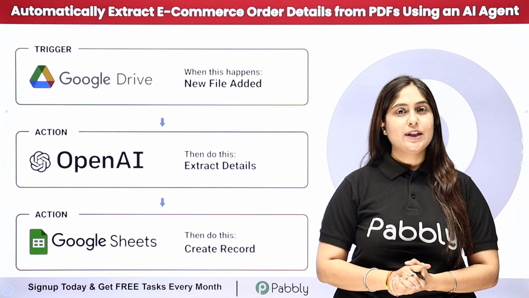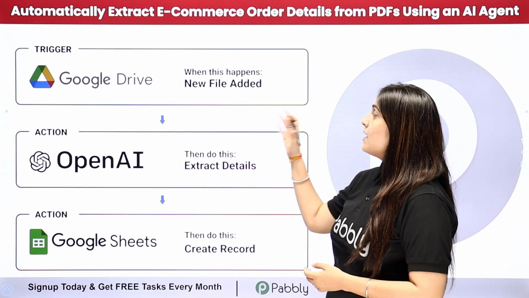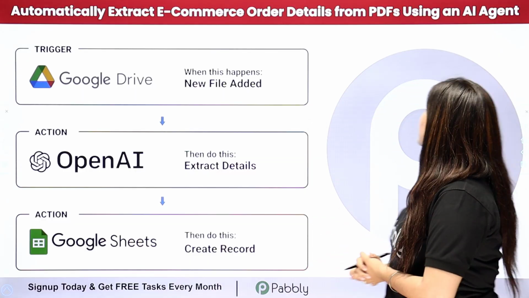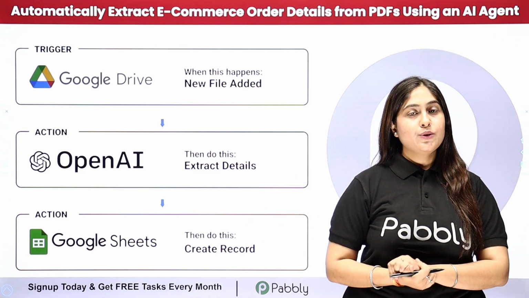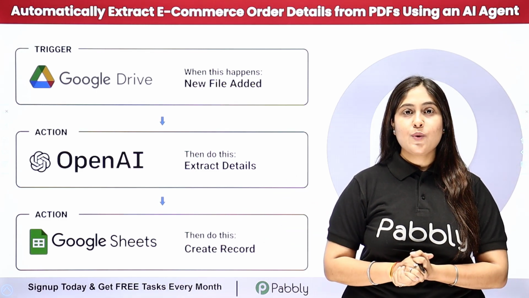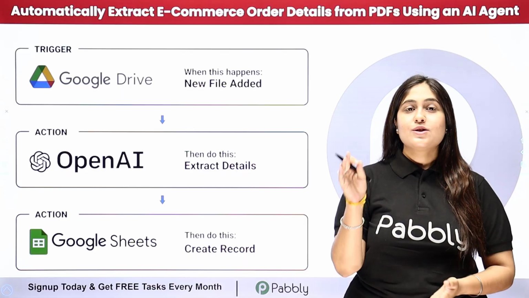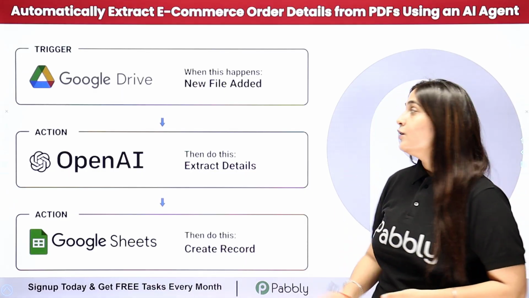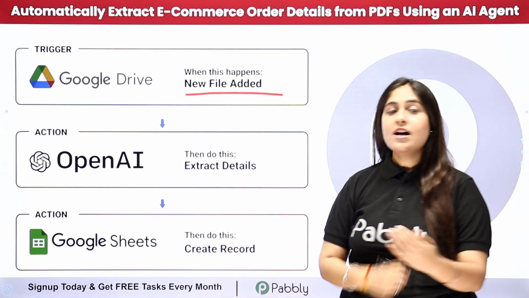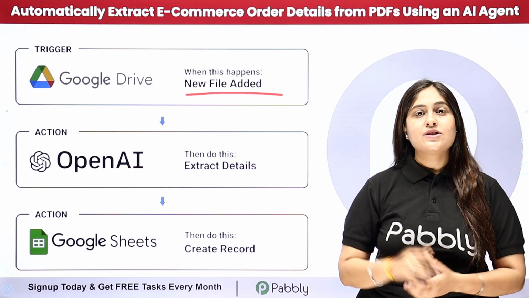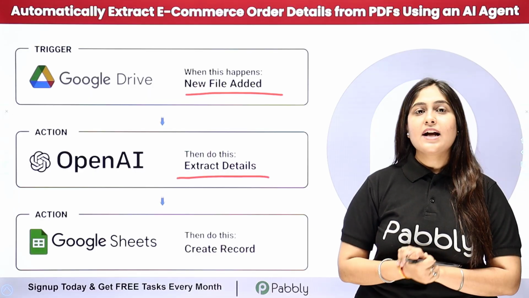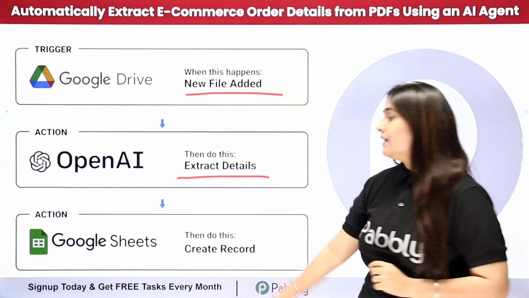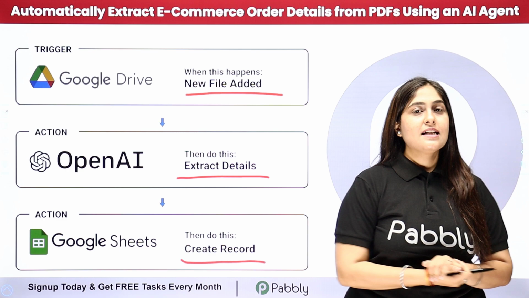In this video we are going to understand how to automatically extract e-commerce order details from PDFs using an AI agent. So as an e-commerce store owner, I receive a lot of order invoices in a PDF format. Now here my objective is that whenever a new file is added in my Google Drive, then automatically OpenAI should extract the details from that file, that means the order details, and after extracting the details, automatically that detail should be added in my Google Sheets as a new row.